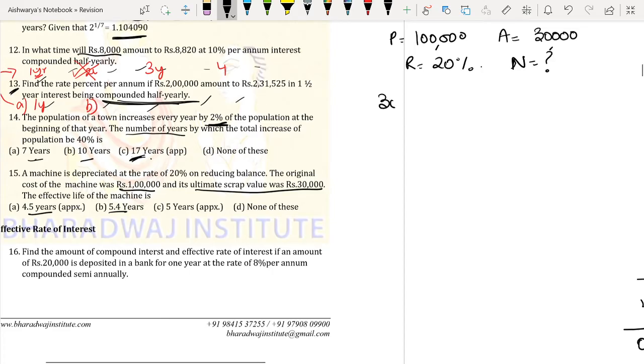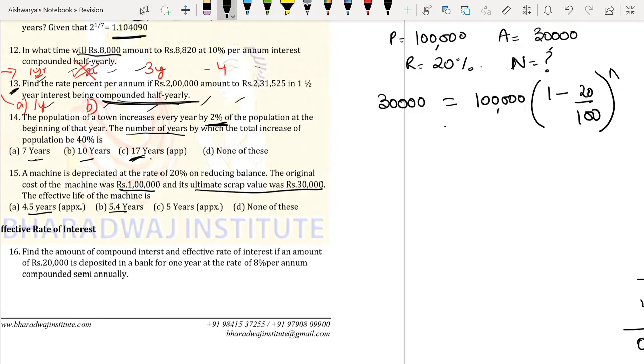The formula: 30,000 into 1 minus 20 by 100 the whole power n. Okay. So what you will get here is 1 lakh into 80, so you will keep it as 0.8 the whole power n. So this is equal to 30,000. So 1, 2, 3, 4, 1, 2, 3, 4 zeros cancel. 10 you bring it to the side, it becomes 0.3 is equal to 0.8 the whole power n.